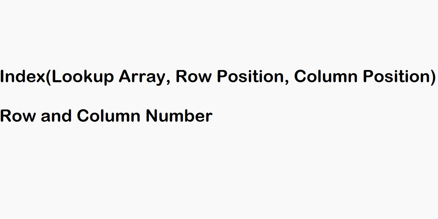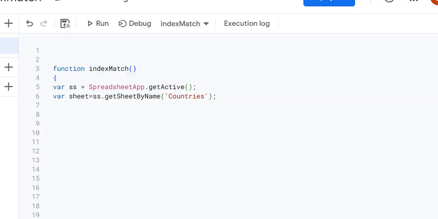Unfortunately, in AppScript, there is no exact index and match function, but there is a way to find the lookup array, row position, and column position, and then find the row and column numbers for the actual sheet and return the exact same value. So let's see how we do that. First, I have a function called index match in the Google Sheets AppScript editor, and we're working with the sheet. The variable will represent the countries spreadsheet.